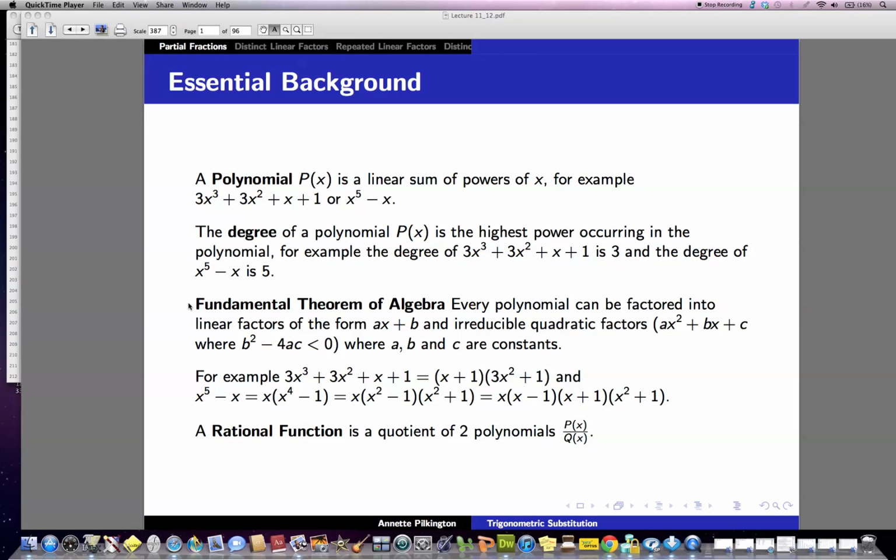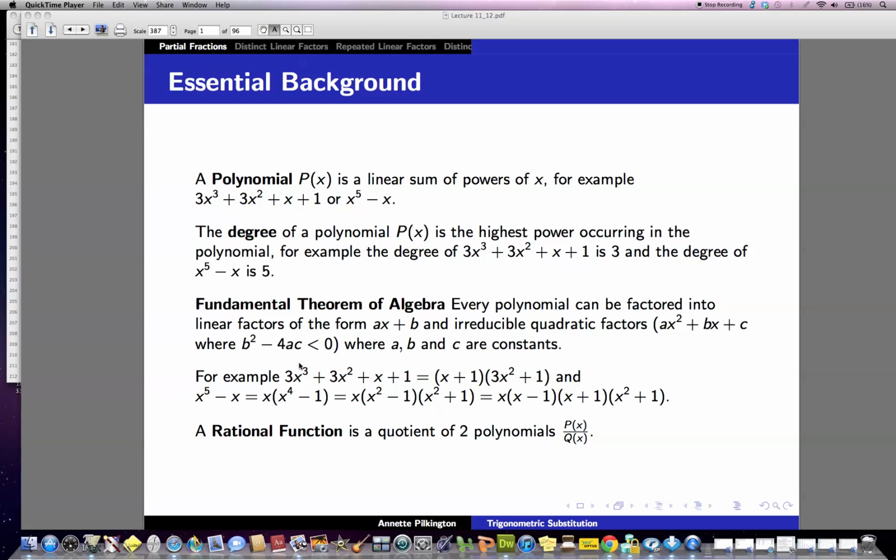The basic result is the fundamental theorem of algebra, and this is the one we use to get our partial fractions decomposition. It tells us how to decompose these polynomials into their most basic parts. It says every polynomial can be factored into factors that are either linear, of the form ax plus b, or quadratics, polynomials of degree 2, which are irreducible. That just means that they have complex roots.